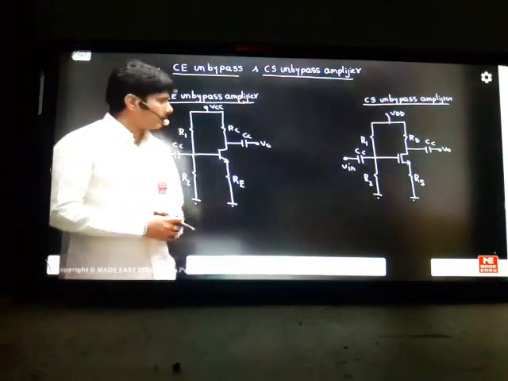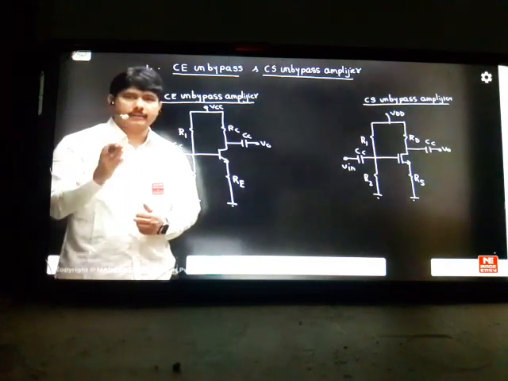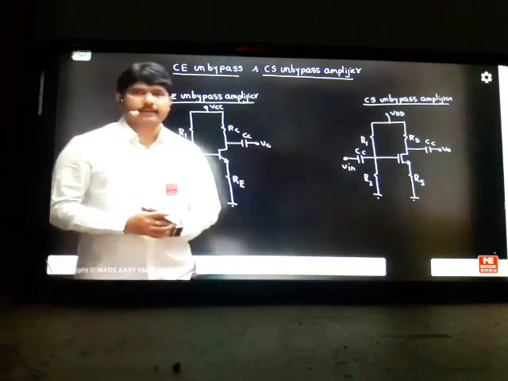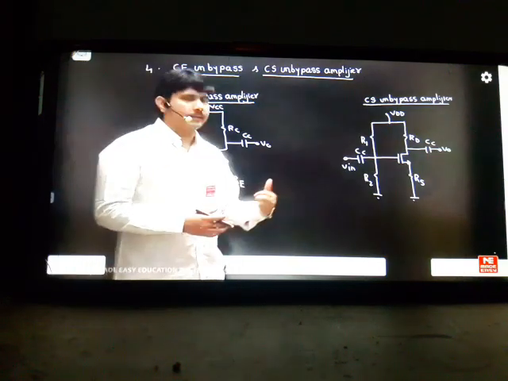In common emitter bypassed, in the previous class, we had RE parallel to CE. That means we kept a bypass capacitor, so that in AC analysis RE will get shorted. So RE will not influence the circuit in AC analysis. But in this topic we have removed the capacitors. Here we remove the bypass capacitor, and there also we remove the bypass capacitor.